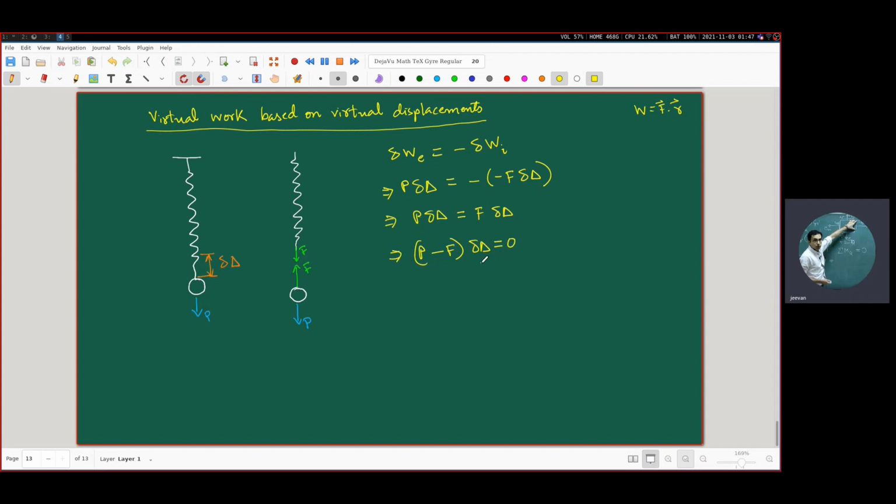I repeat, because this del delta may take on arbitrary values. Okay, whatever we have done here, it will be true for any imposition or any value of the imposed virtual displacement. This can take on any value. So the only way that this equation is going to be satisfied, despite del delta taking arbitrary values, is when P minus F has to be equal to 0. So this is the thing, that P minus F is equal to 0 or P is equal to F.